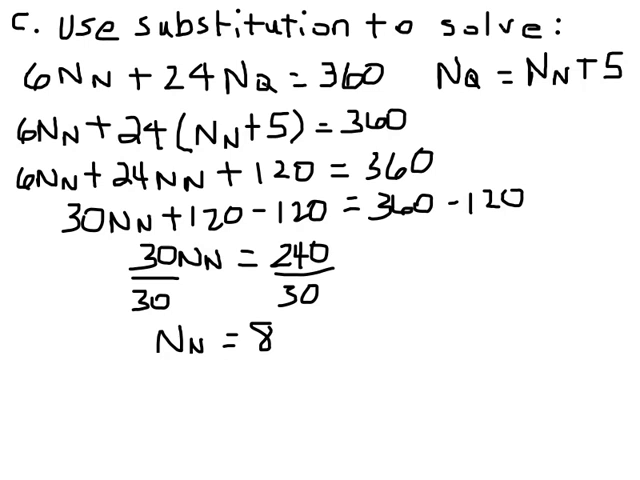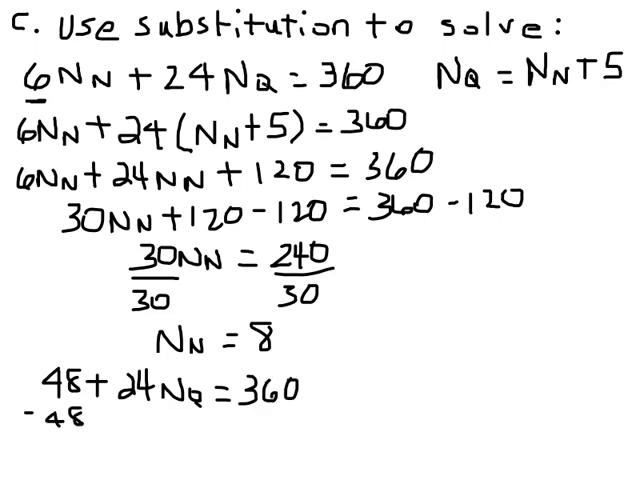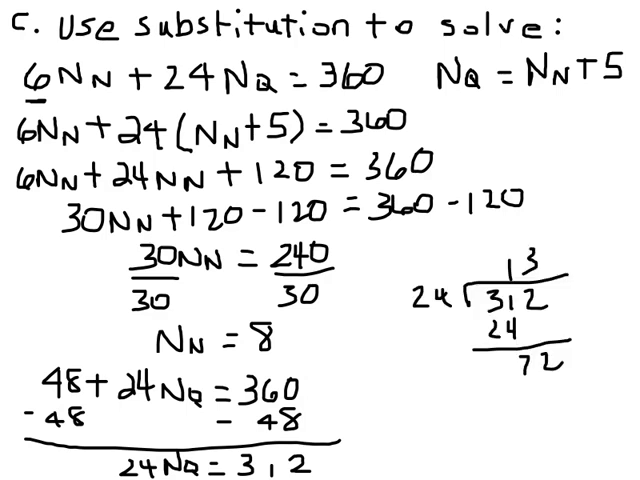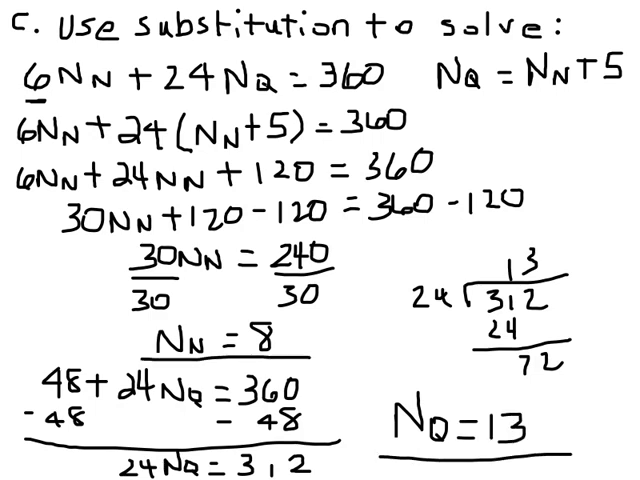I will substitute that in beside this 6 right here. 6 times 8, which is the number of nickels, is 48 plus 24 in Q equals 360. And I'll subtract 48 from both sides. And I get 24 in Q equals 312. And I came over here and I divided 312 by 24. That was one I just couldn't do in my head. It's very easy once I did it in long division though. And I found that 24 will go exactly 13 times into 312. So that means my number of quarters is 13. So number of quarters is 13, number of nickels is 8.